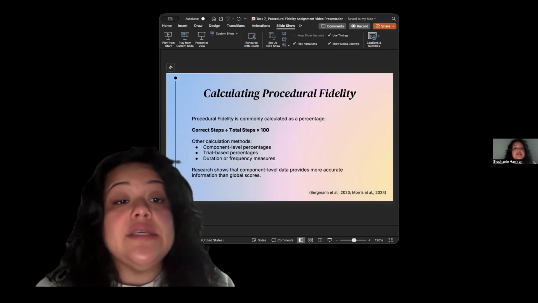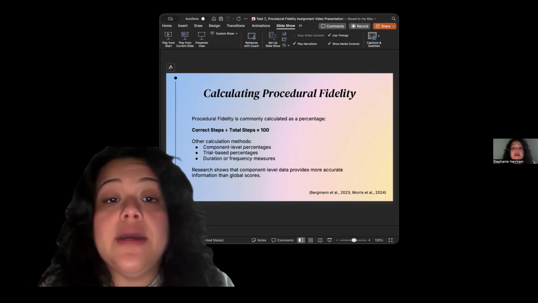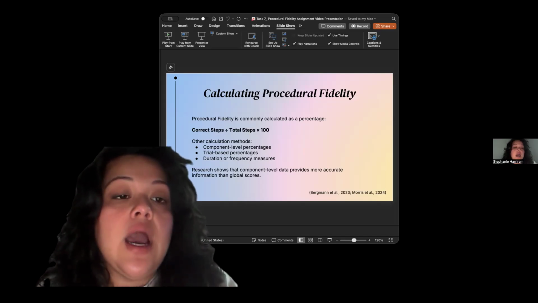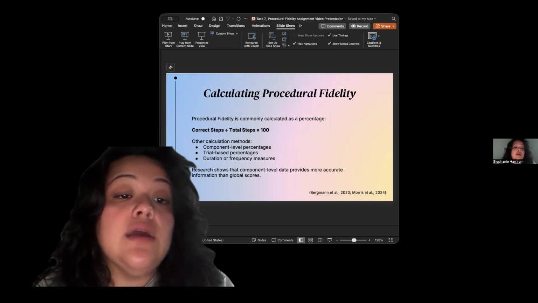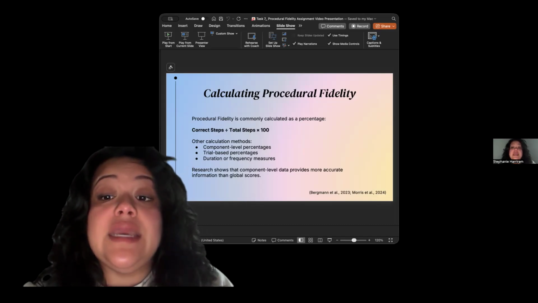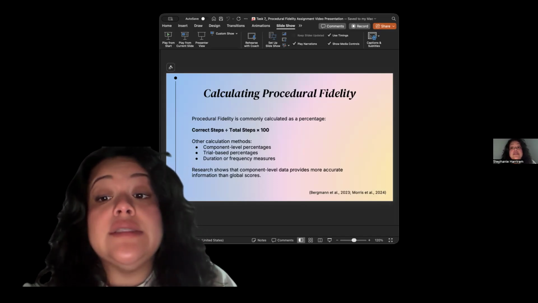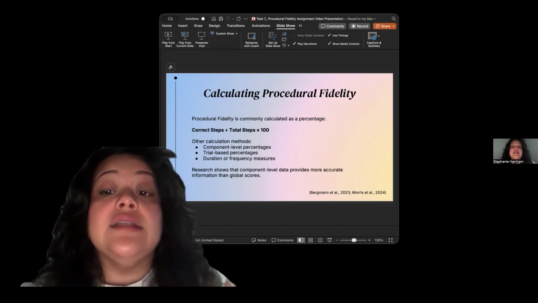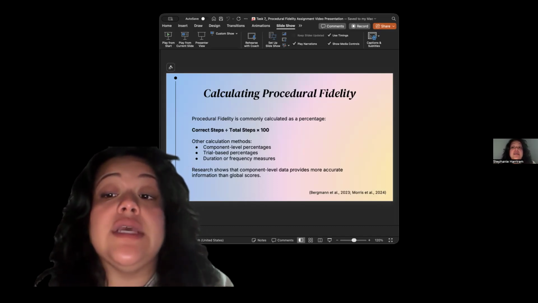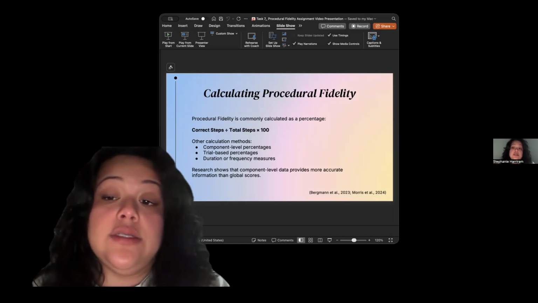Now, to calculate procedural fidelity, we use a formula and calculate it as a percentage. So we do the correct number of steps divided by the total steps times 100. Other calculation methods include component-level percentages, trial-based percentages, and duration or frequency measures. Most fidelity data are reported as percentages. However, looking at individual components instead of just the overall percentages does help identify specific errors in implementation. So we want to look at specific areas and not just overall percentages of fidelity.